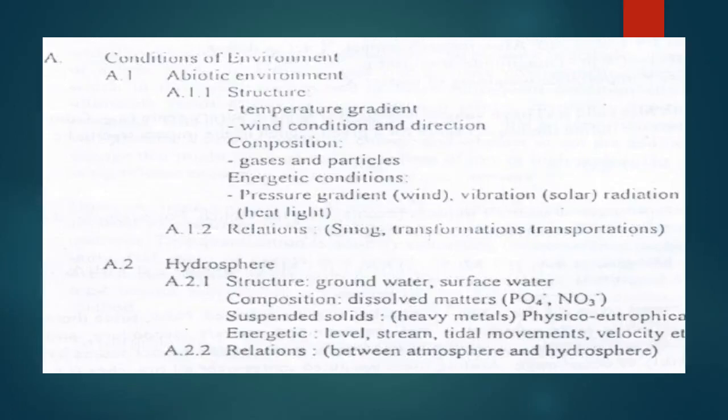For the checklist method, the conditions of the environment, like the abiotic environment, include in its structure the temperature gradient, wind condition and direction, composition, gases and particles, energetic conditions, pressure gradient like wind, vibration like solar, radiations like heat and light, and relations like the smoke, transformations, and transportation.